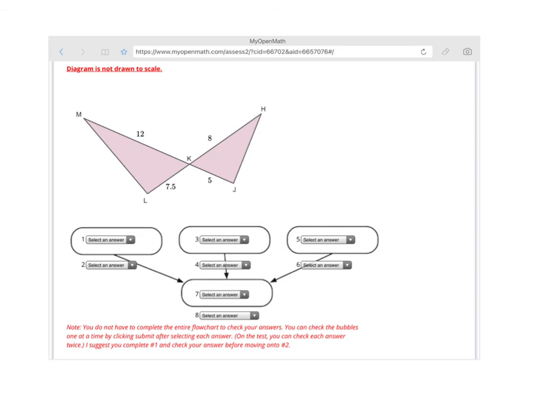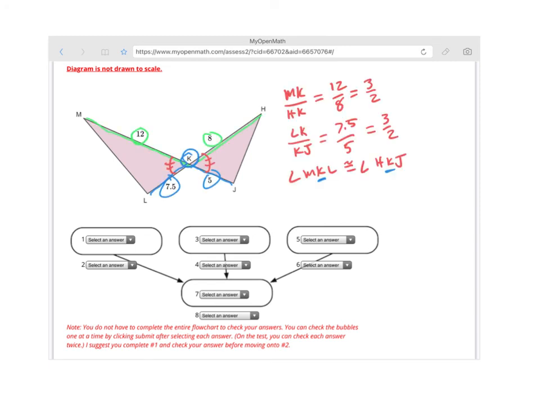Now, when I write this angle, I'm going to say angle MKL is congruent to, or is equal to, angle HKJ. Now, in this case, the order that you write them does matter. The vertex, which is K, has to be the middle letter. The other two letters don't matter. In other words, it could be LKM or MKL. That means the exact same thing. Is there a question? Okay.